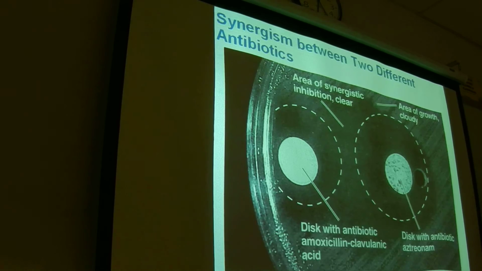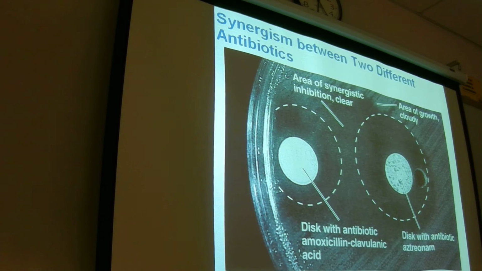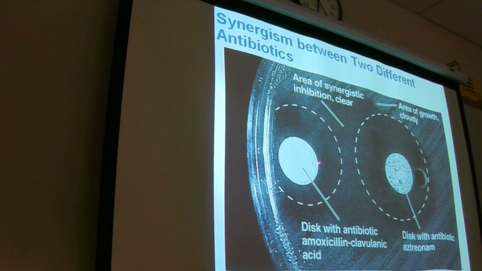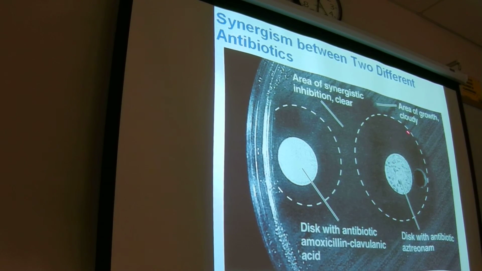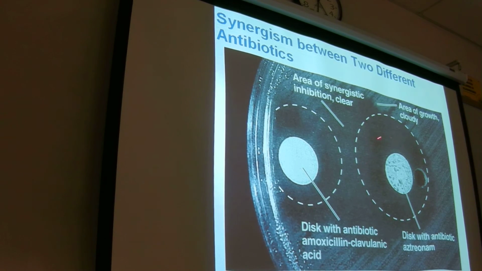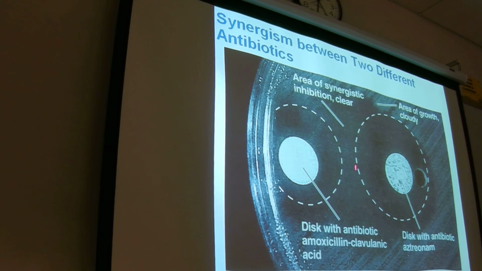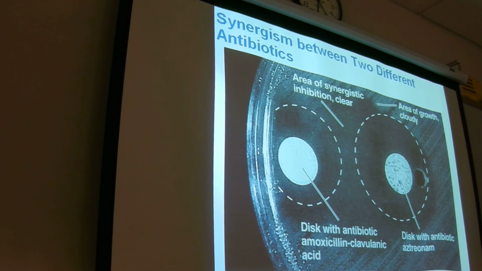Okay. So this is just showing an example of synergism. It's a little bit hard to see, but you have one drug here on this disc, one drug here on this disc. The zone around each of the drugs is clear, but it's still a little bit gray. If you look in the area where the two drugs come together, there's less bacterial growth. So again, this would be synergism. The combination of the two is greater than either one by itself.